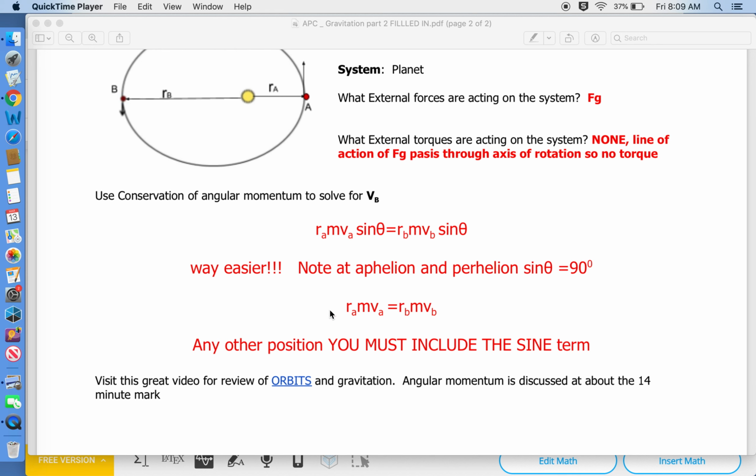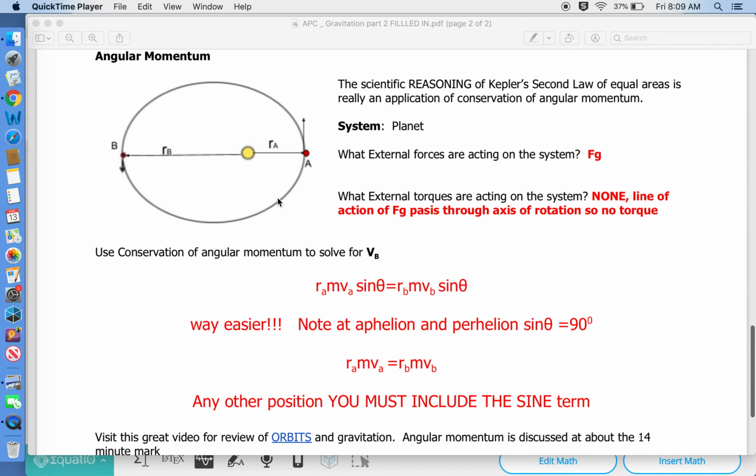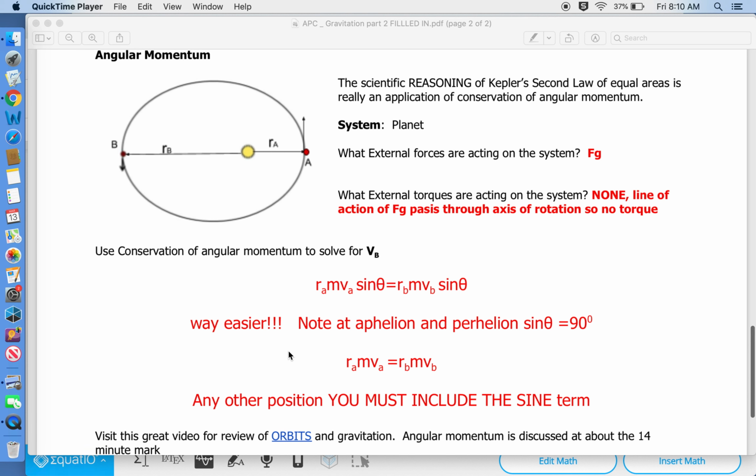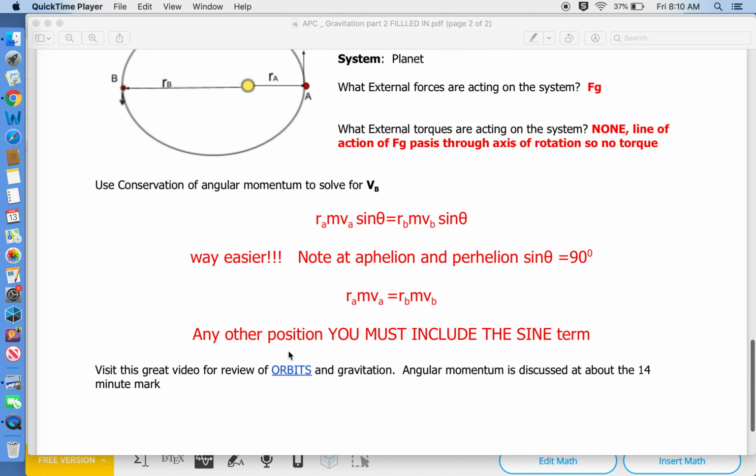Just a word of caution when using this: if you're at any other position, say if I was over here, like position C, the angle between the radial vector and the momentum vector will no longer be 90 degrees. So you have to make sure that you keep that sine term in there. Just a word of caution.